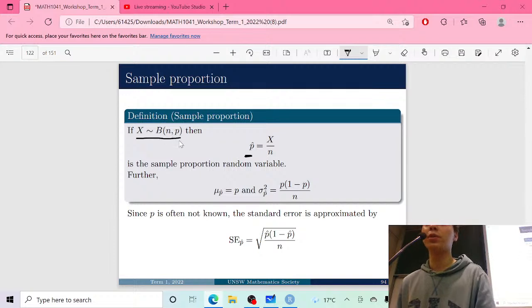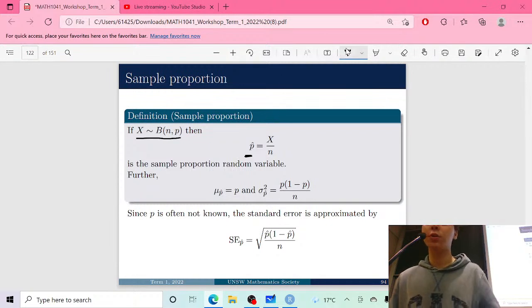So if we don't know what the proportion is, then we can estimate it by using a sample. And it turns out that the estimate for the probability is precisely equal to x divided by the number of trials. And this is what we call the sample proportion random variable here. So p hat is a random variable, and it describes the sample proportion given n trials. And it turns out that we can find the mean and the standard deviation as well.